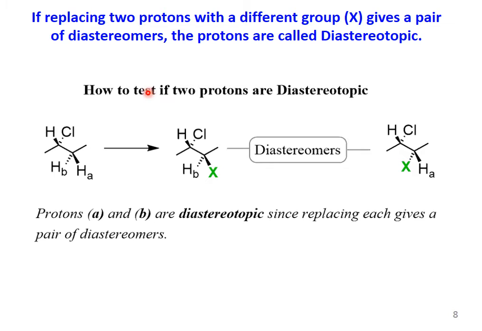If replacing two protons with different groups gives a pair of diastereoisomers, the protons are called diastereotopic. If you replace two protons with different groups and you get diastereoisomers, the protons are called diastereotopic. How to test if two protons are diastereotopic? This is the example. You can see that here are protons HA and HB, but you can see nearby there is a chiral center.